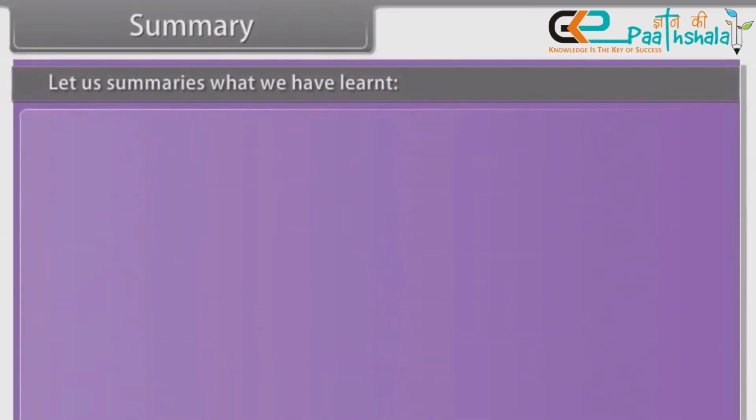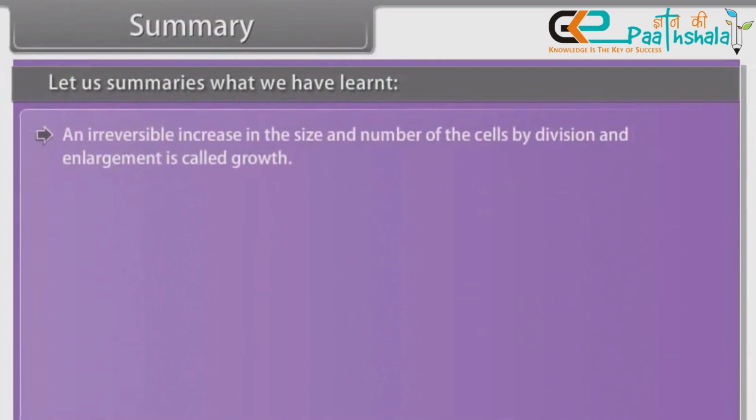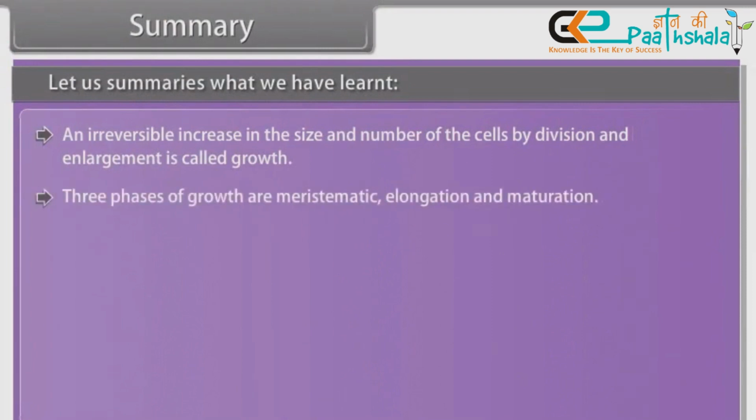Summary. Let's summarize what we have learned. An irreversible increase in the size and number of cells by division and enlargement is called growth. Three phases of growth are meristematic, elongation, and maturation. The increased growth per unit time is termed as growth rate.